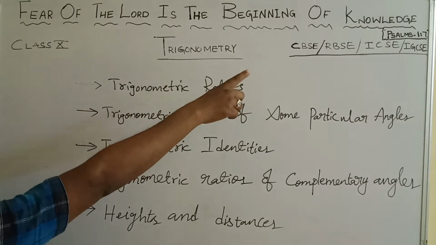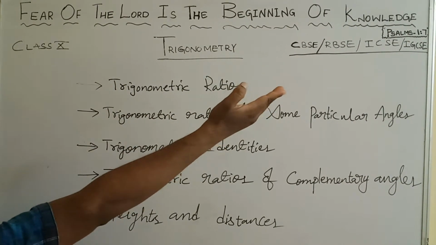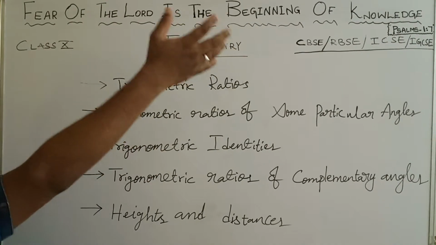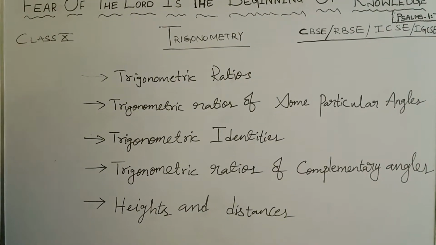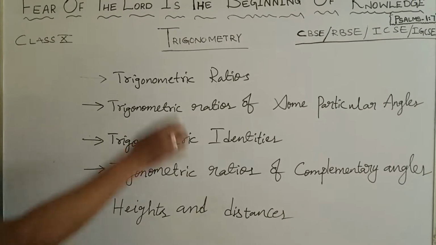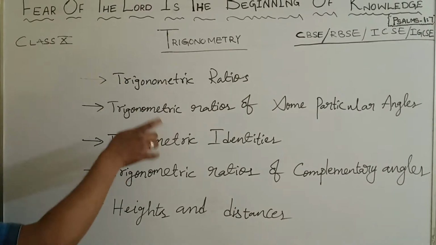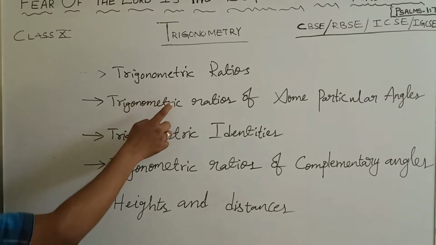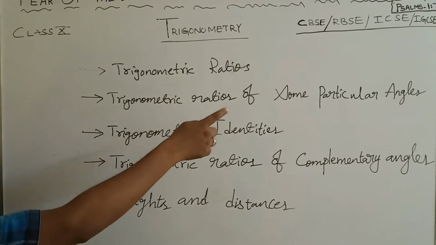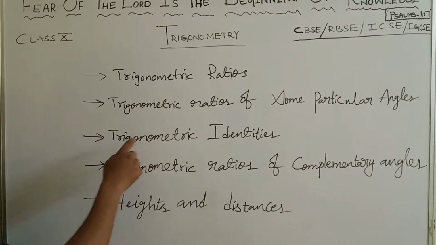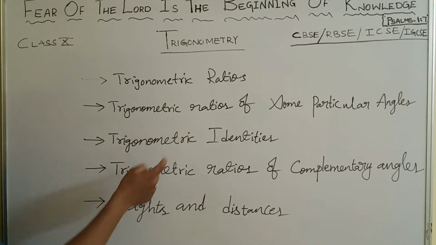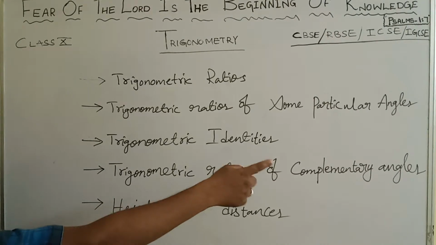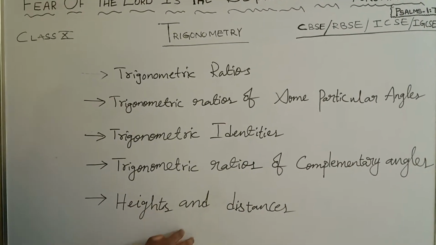It is CBSE, RBSE, ICSE, IGCSE. All syllabus topics will be covered. Okay. So now mainly in this trigonometry we are going to discuss what are trigonometric ratios, trigonometric ratios of some particular angles, trigonometric identities, trigonometric ratios of complementary angles, heights and distances.